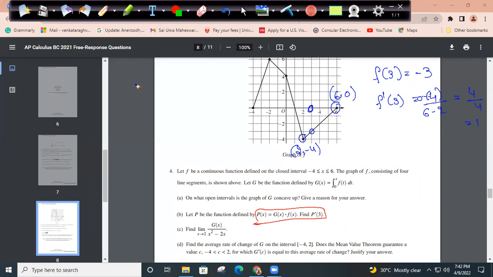So anyone has doubt, please ask me. I'm trying to explain the best that I can do. F dash of 3 is 1. F of 3 is minus 3. F dash of 3 is 1. Now I need to find g of 3.